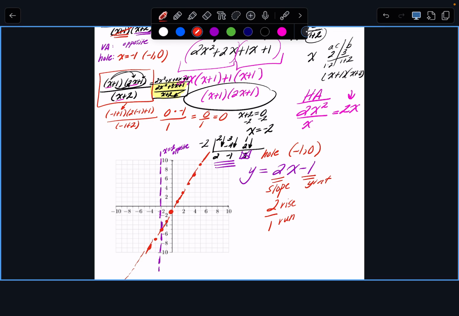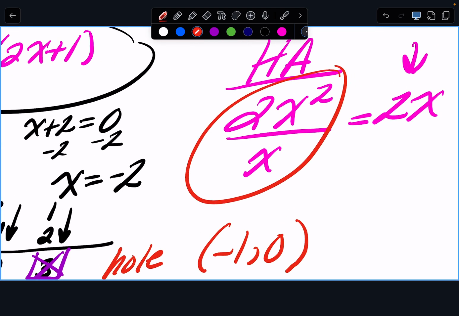Okay, and now we need to get some, oh yes? Why on this one, for the horizontal asymptote, can't you just do leading term over leading term? We did. Yep. Leading term divided by leading term was 2x, which is linear. It's not a number.